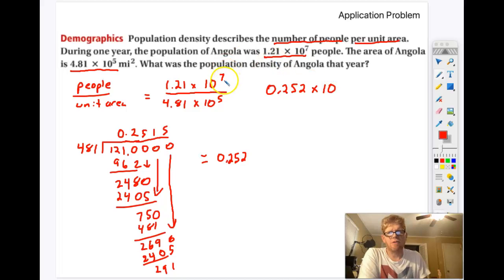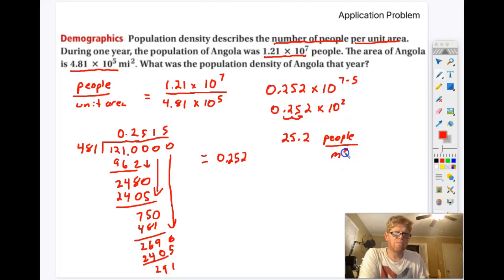Well, we've got these exponents here, so we know we're going to subtract these. So 10 to the 7 minus 5 power. That's going to be 0.252 times 10 to the second. And since that's a fairly small number, let's go ahead and convert it to standard notation. We know that times 10 to the second is going to require us to move that decimal point to the right 2 places. So we know we're going to wind up with 25.2 people for every square mile. All right, and we're done.